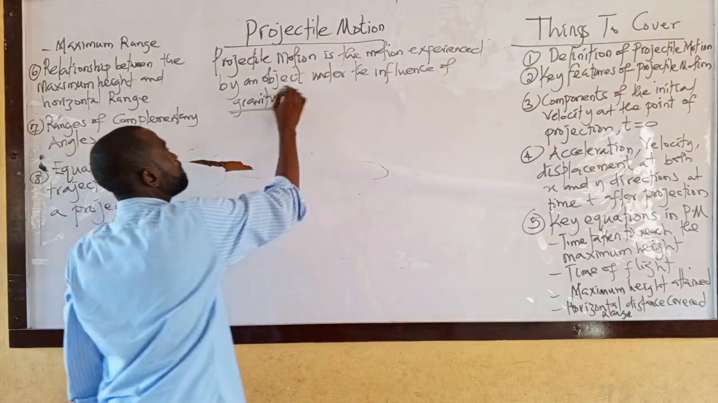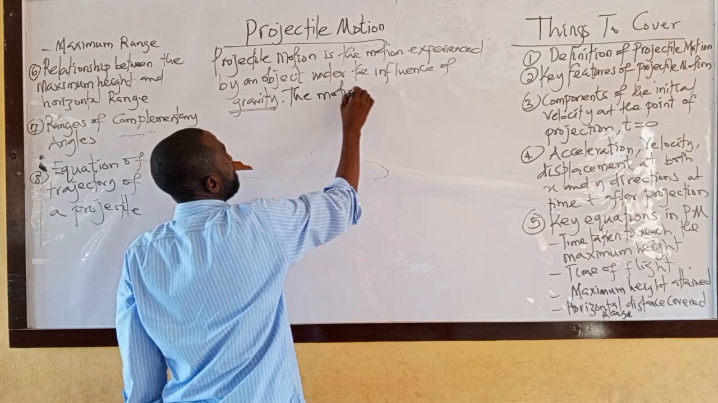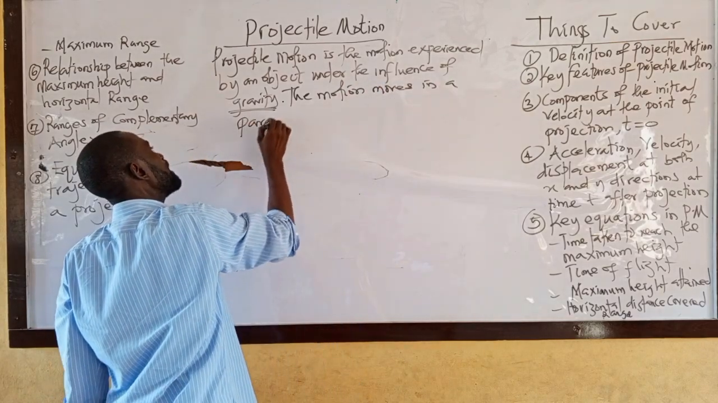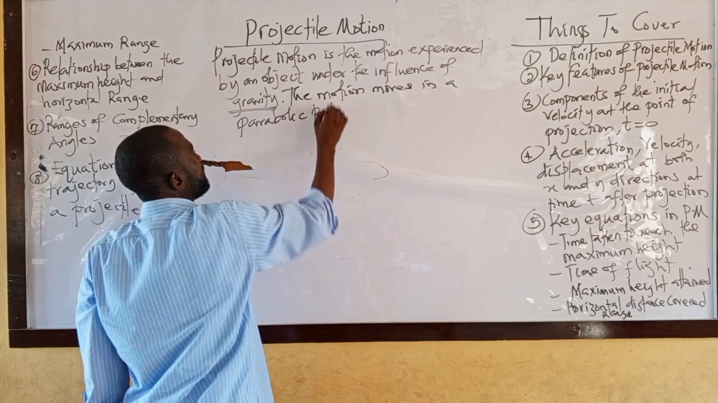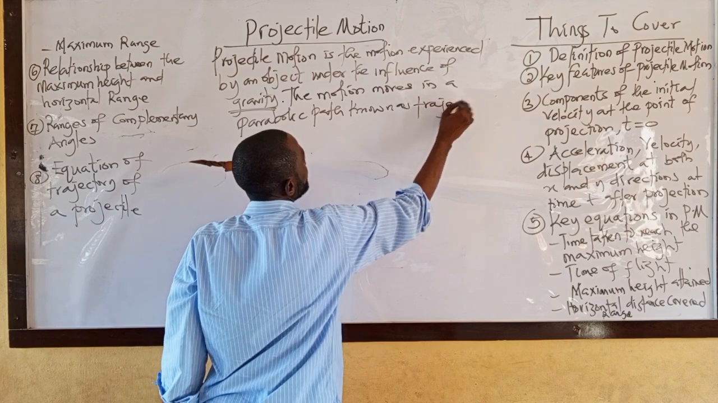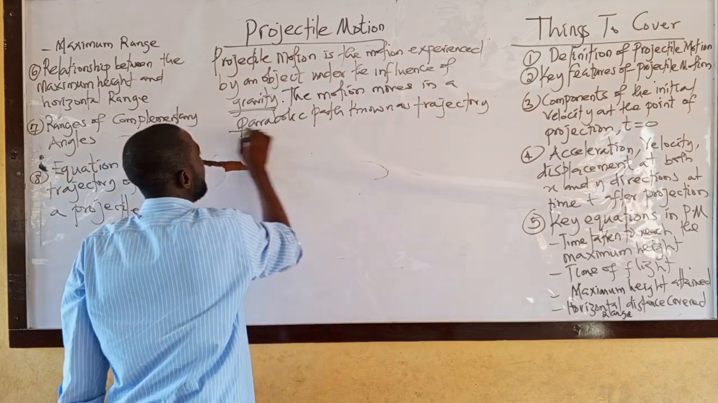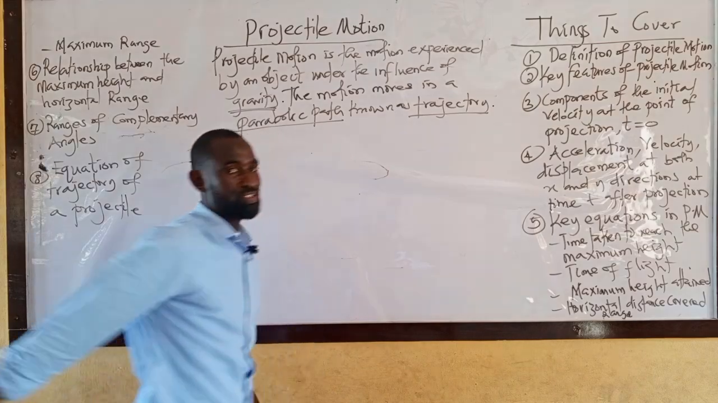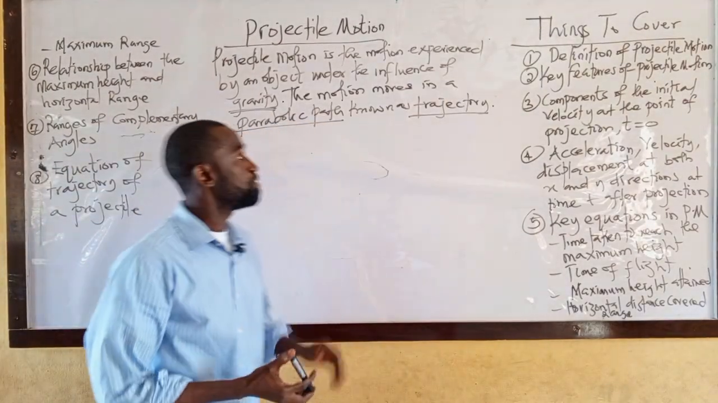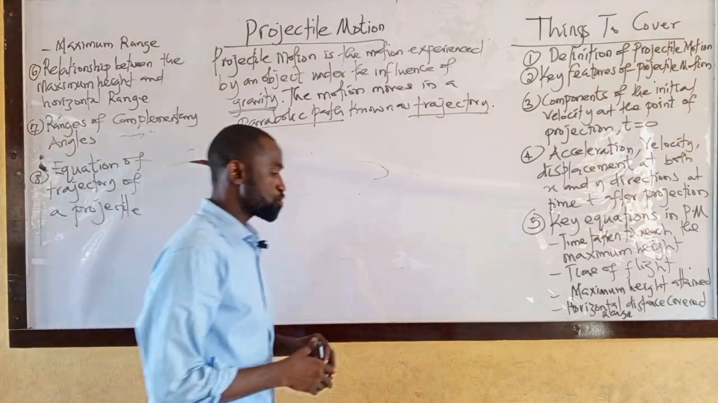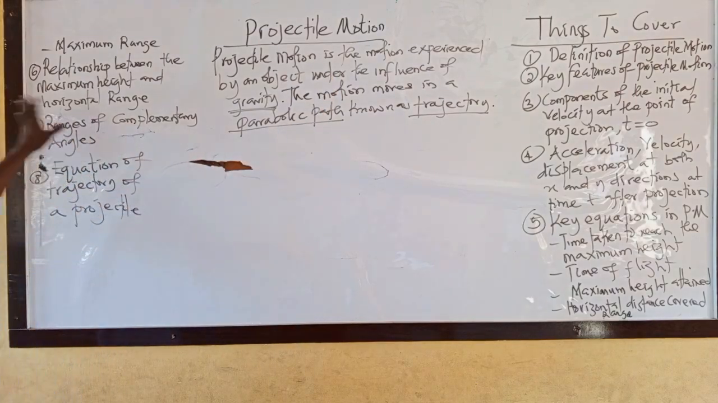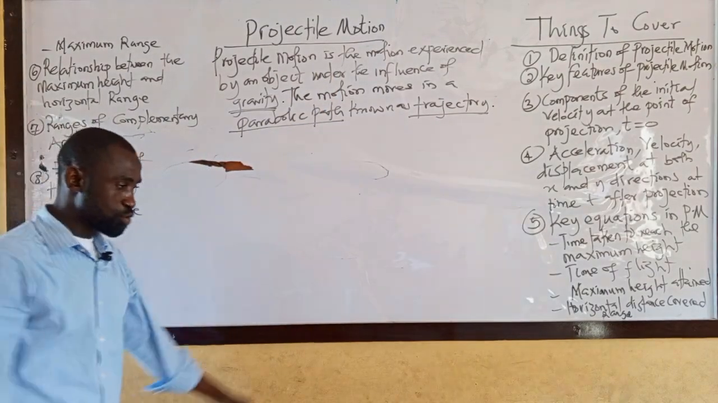So this motion moves in a parabolic path known as trajectory. So underline the word parabolic path, underline the word trajectory. So with this, we are done with the definition of projectile motion. Please pause the video and write all the things to cover down. I want to clean this space so I have more space to work as we go along.